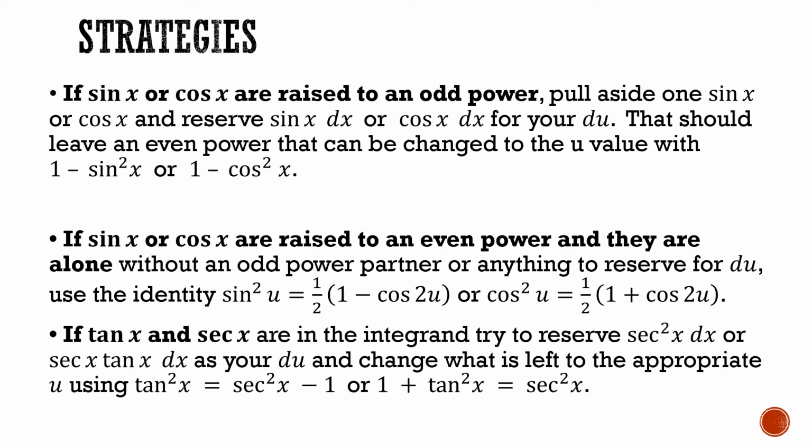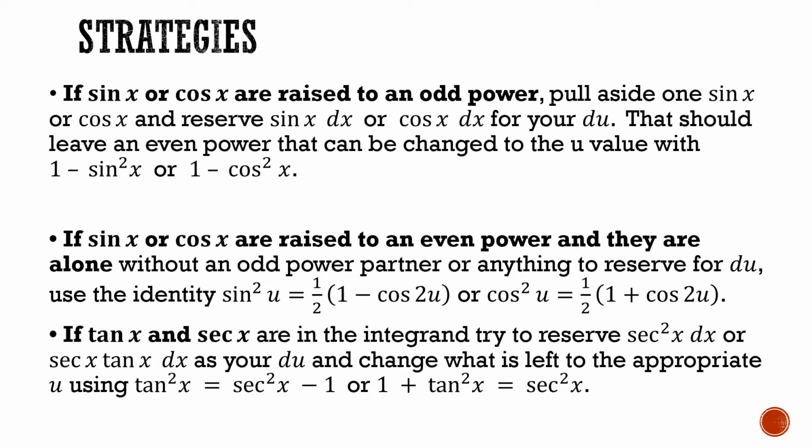Basically, what you want to do is set aside one of either your sine or your cosine, because you're going to save that to be used for your du. So you'll set aside one of them, and whatever's left over, you want to change to some expression where you use your Pythagorean identity.